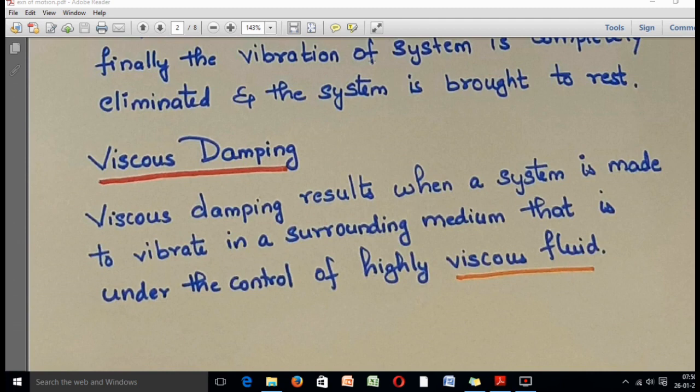What do you mean by highly viscous fluid? Viscosity is the resistance to flow. So when there is higher resistance, the damping which arises because of such a system is called viscous damping.